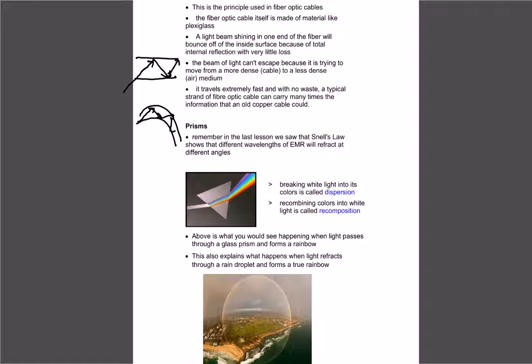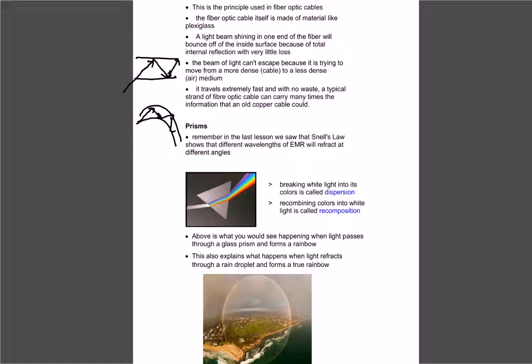So total internal reflection works really well for anything that's fiber optic. It's also useful for creating signals, like computer lines and things like that. We can get better quality, they move faster, and we don't lose any transmission.